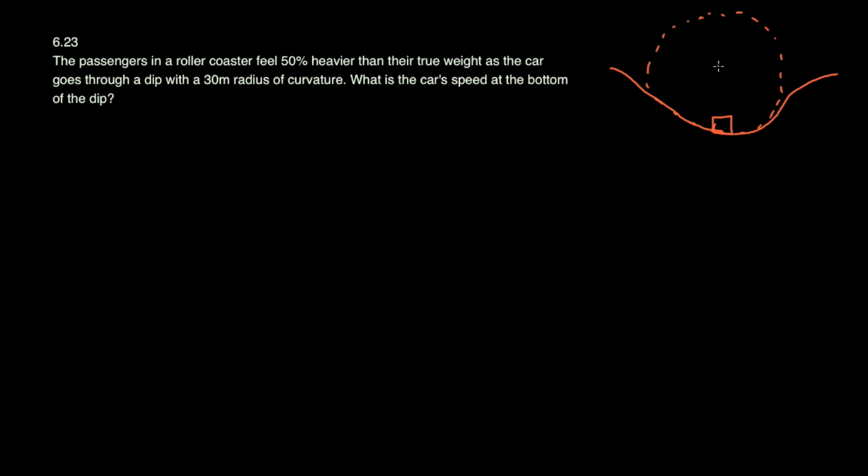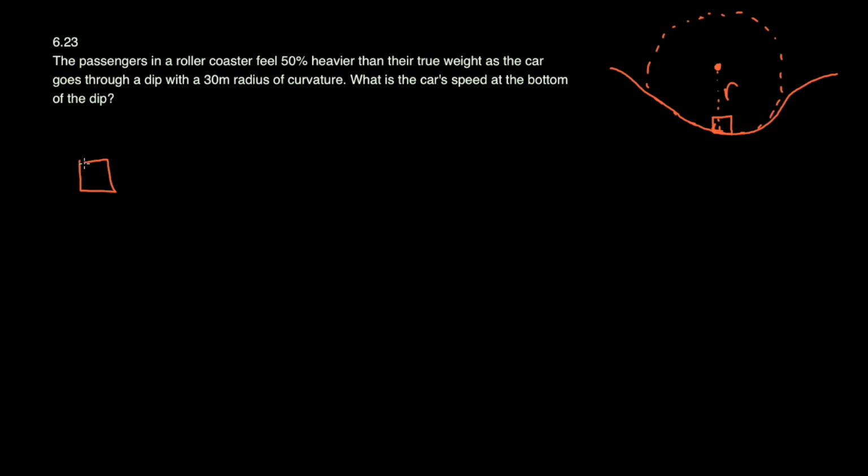And we know that the radius of curvature is 30 meters. So from here to here is going to be 30. Let's call it R. And we want to know what is the car's speed at the bottom of the dip. Okay, so the first thing to do is just draw a free body diagram.